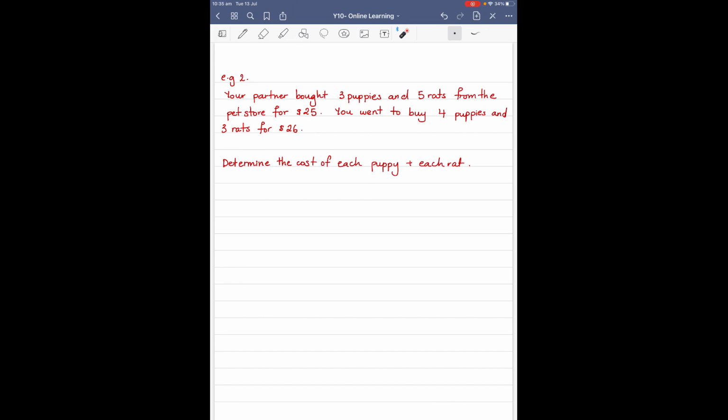Your partner bought 3 puppies and 5 rats from the pet store for $25. You went to buy 4 puppies and 3 rats for $26. Determine the cost of each puppy and each rat. First of all, we want to highlight each section. Your partner bought 3 puppies and 5 rats for $25. That's the first bit of info you know. Then you went to buy 4 puppies and 3 rats for $26. So there's our 2 equations.